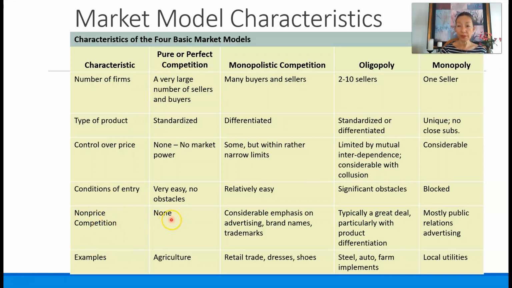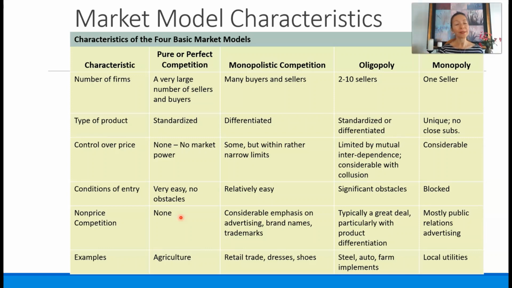Non-price competition, there is no competition in perfect competition. And that is the weirdest thing to wrap your head around. We're used to hearing that term competition, and companies are out there competing with each other, and they are putting out advertising, and they're trying to get your dollar. In pure or perfect competition, none of that exists. And the reason is because there are so many companies and so many buyers that competing makes no sense, because nobody has market power and every single company just has a sliver of the customer base.